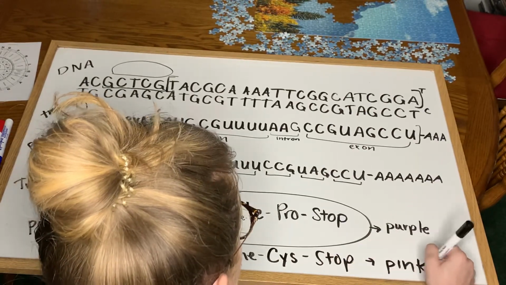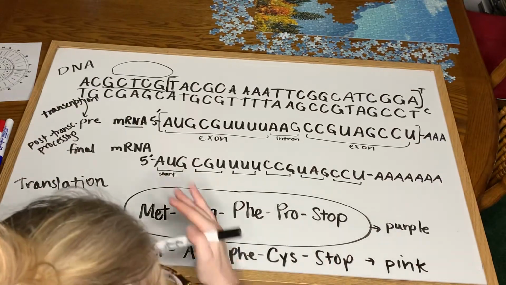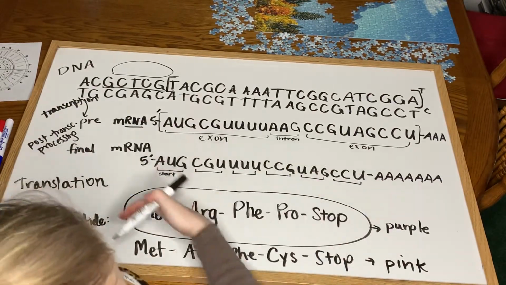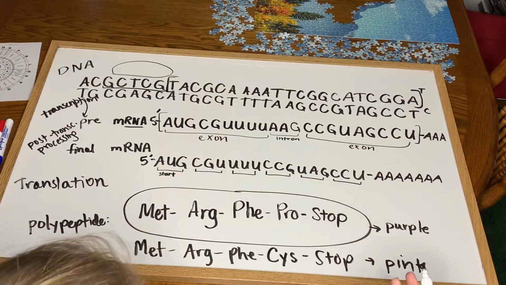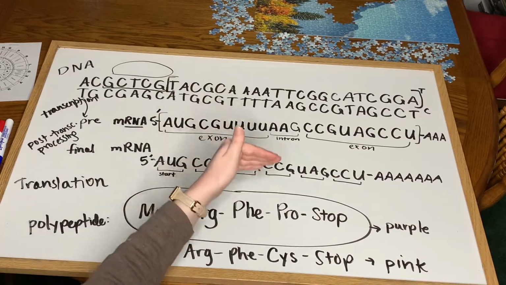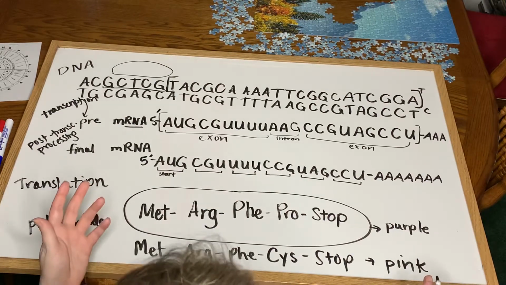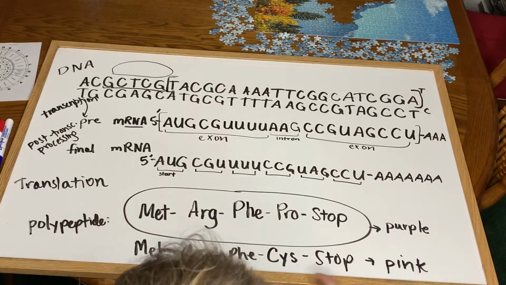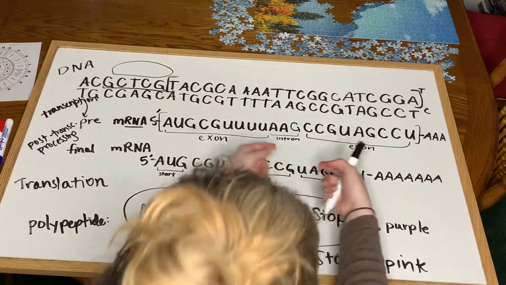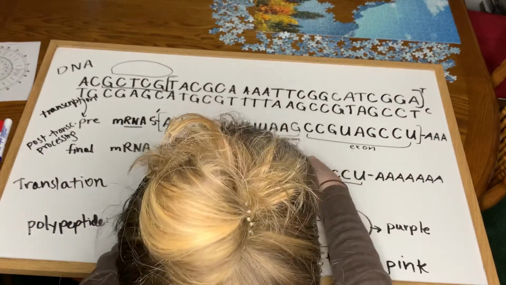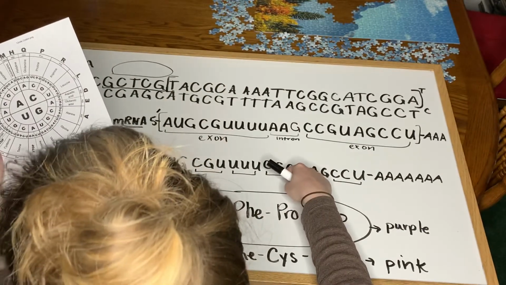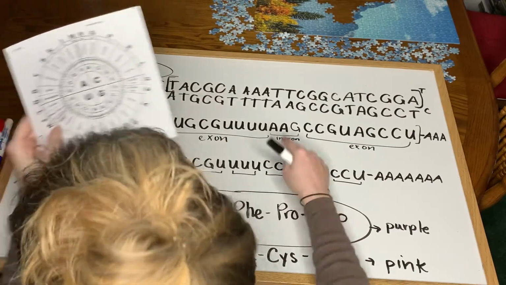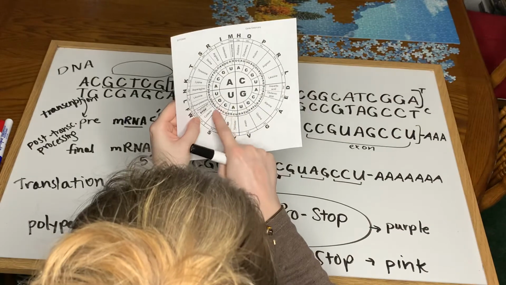So it's a minor difference, but it's enough that it's going to change the shape of the protein. And that shape of the protein is going to determine the function. It's going to create a different pigment, and the flower will be a different color. And to get cysteine, this codon would have had to be different. To get cysteine, this codon would have had to be UGC or UGU. You have 2 options, okay?